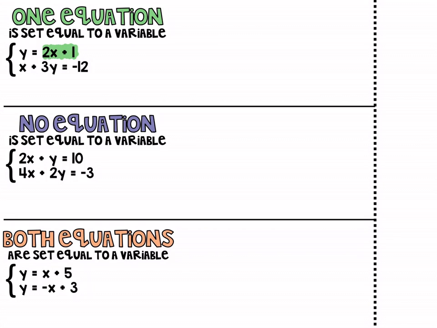So if we look at our second equation, we have x plus 3y equals negative 12. Well, we can replace y with 2x plus 1 because y equals 2x plus 1. So we're going to substitute, instead of y, we're going to put 2x plus 1 into that equation. So I have x plus 3. Now, instead of y, we're going to put 2x plus 1.